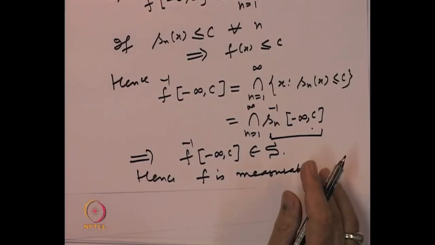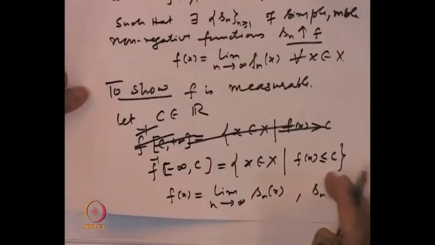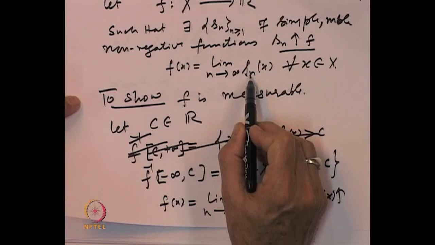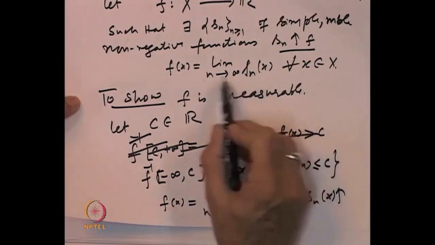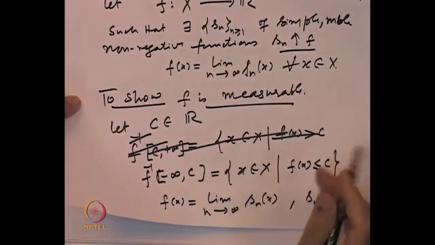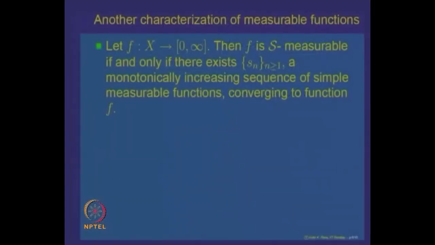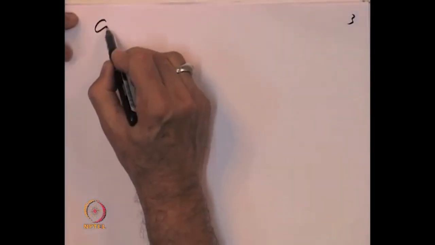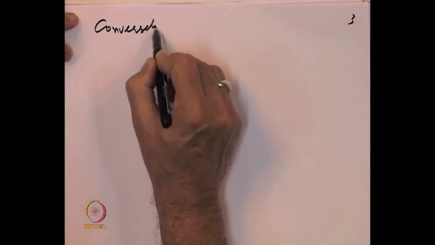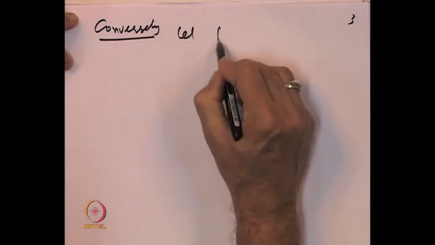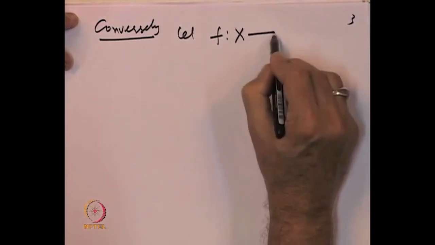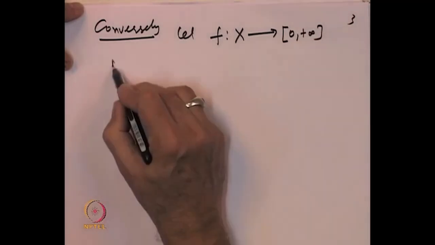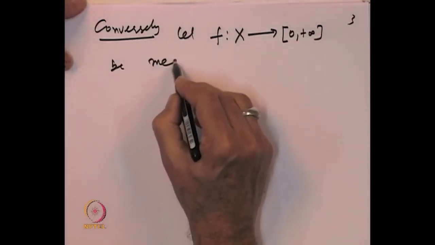So what we have shown is, if f can be written as a limit of an increasing sequence of non-negative simple measurable functions, then f is measurable. Let us look at the converse part of it, which is going to be slightly not so obvious. So conversely, let f from X to 0 to plus infinity be a non-negative measurable function.